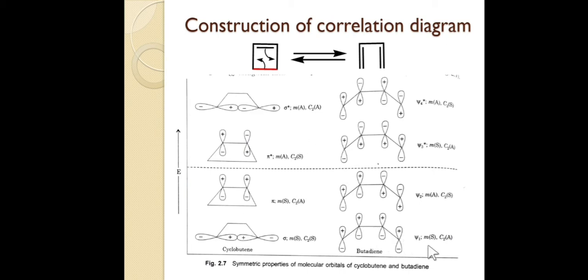Now, for psi1, psi2, psi3, and psi4, we know that psi1 has M symmetry as well as C2 asymmetry. For psi2, it is M asymmetric because there is no mirror plane passing through these two molecular orbitals, and it is C2 symmetric because there is a center of symmetry over here. For psi3 star, there is a mirror plane passing through this negative charge, so it is mirror symmetric but C2 asymmetric. Similarly, for psi4 star, we have M asymmetric and C2 symmetric. This is how we can assign the symmetry element to each and every molecular orbital.